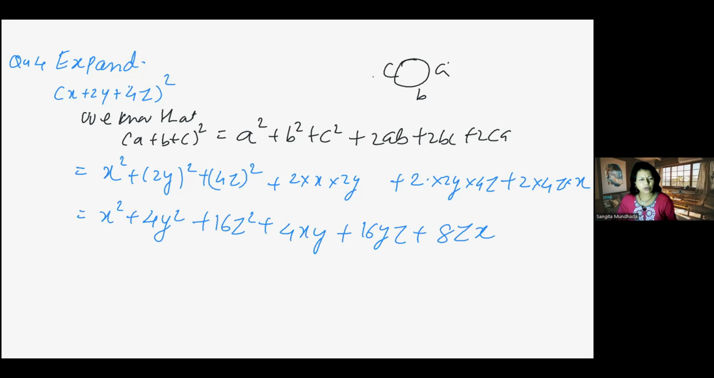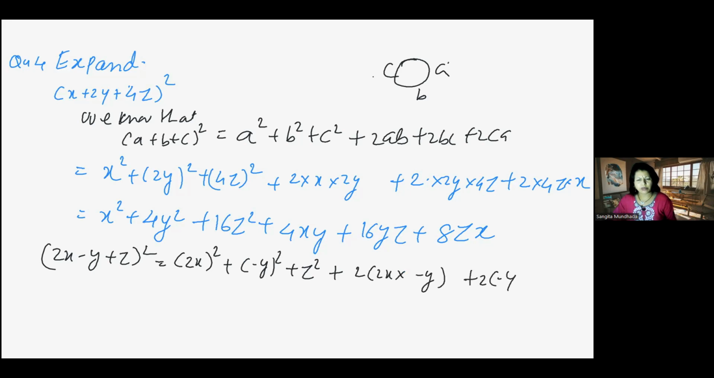Next question. (2x - y + z) square. Using the same identity, in place of a, 2x square, plus (-y) square plus z square plus 2 into 2x into minus y plus 2 into minus y into z plus 2 into z into 2x, which is equal to 4x square plus y square plus z square minus 4xy minus 2yz plus 4zx.